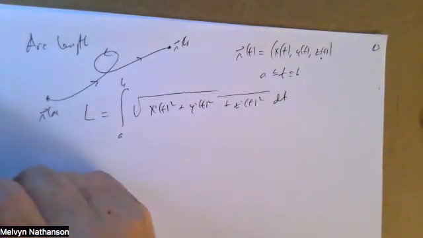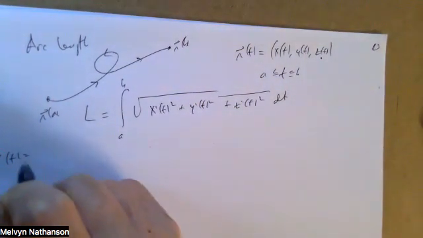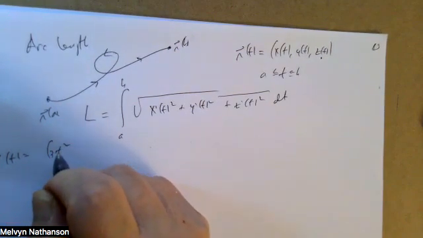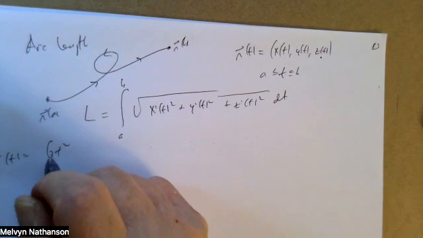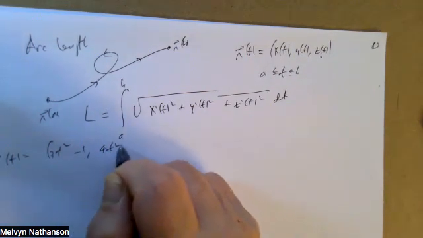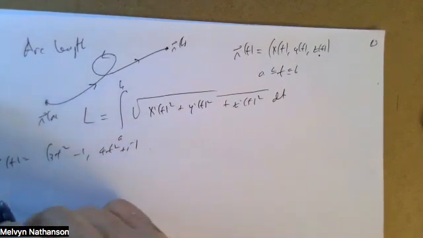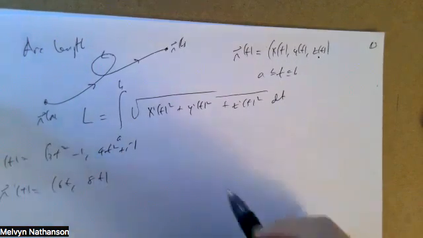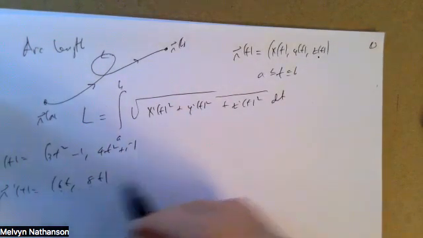So in the first case, we're in 2 dimensions. R of t is 3t squared minus 1, 4t squared plus 5. So r prime of t, when you differentiate, you get 6t, 8t. This is x prime, this is y prime.